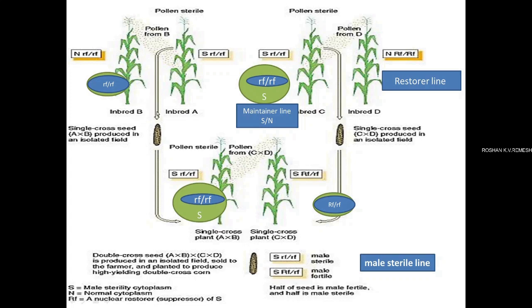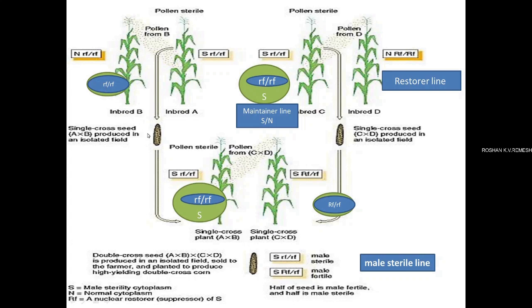Now what we are going to do is cross the B line with the A line. The resultant progeny, all of them, will have sterile cytoplasm, and both of their RF genes are homozygous recessive. Because we are crossing with this egg, the cytoplasmic content is inherited from the female plant only, so all of the progeny will have a sterile cytoplasmic constituent. And the nuclear genes are inherited in a Mendelian manner.